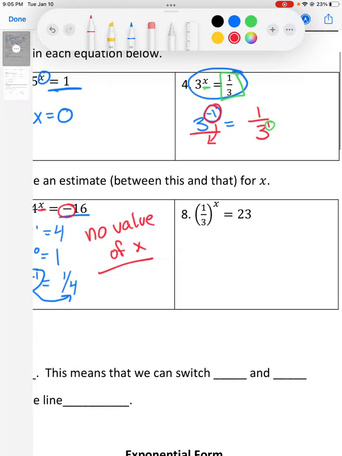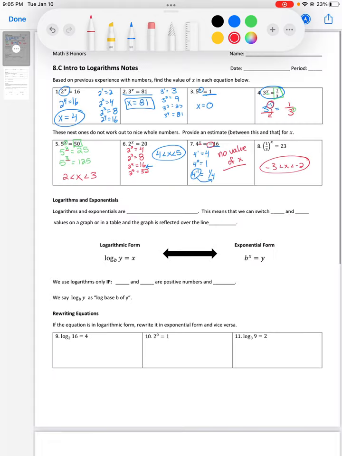And the last one, actually we'll skip this last one. It's kind of hard. We won't go over it, but if you got it, x has to be greater than -3 and less than -2. But we won't go over that one. You don't really need to know that much.